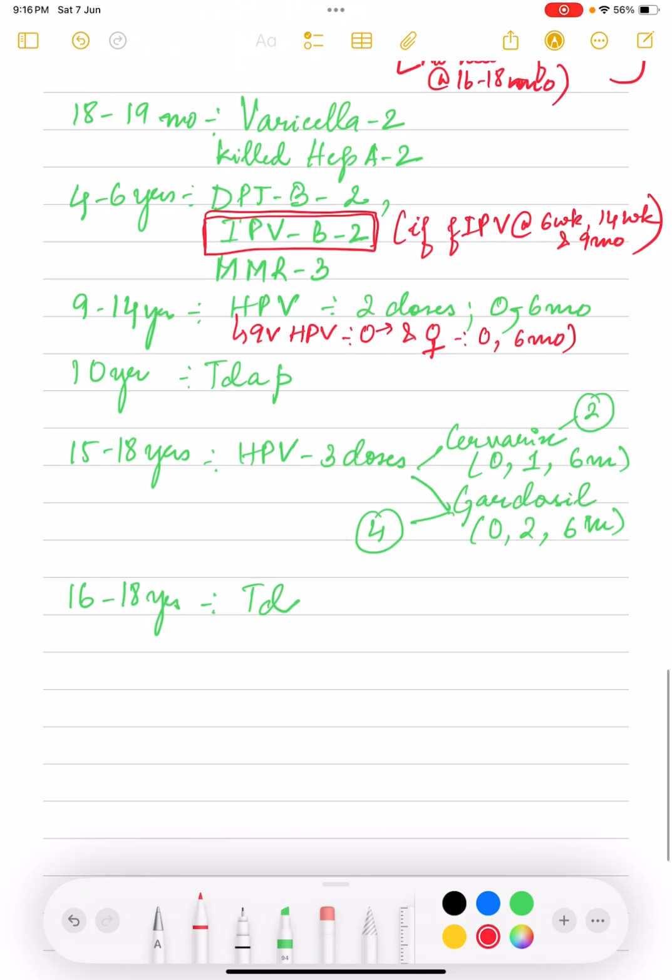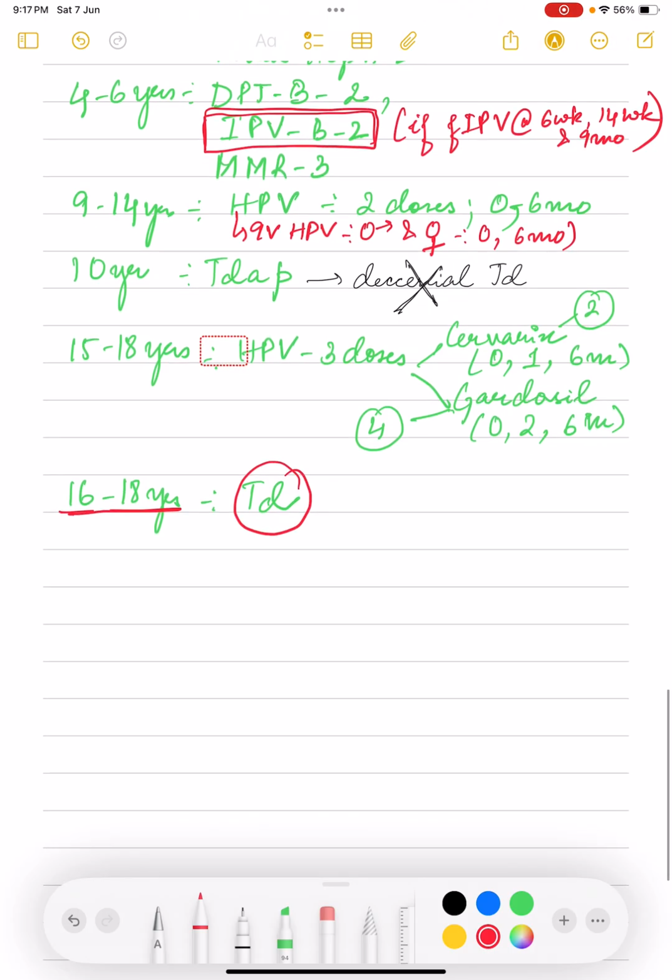Now the third change was, earlier at 10 years the child used to get a Tdap. Then it was recommended that the child was supposed to get a decennial vaccine of TD, that is every 10 years. But now this has been scratched off. The patient now has to get at 16 to 18 years 1 dose of TD followed by decennial TD. Okay.